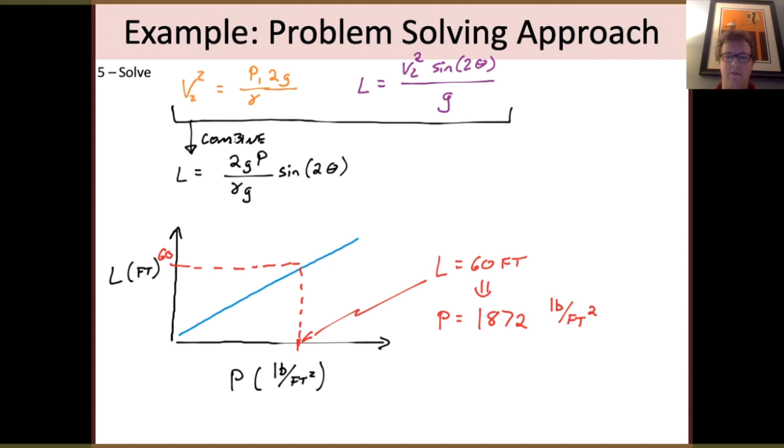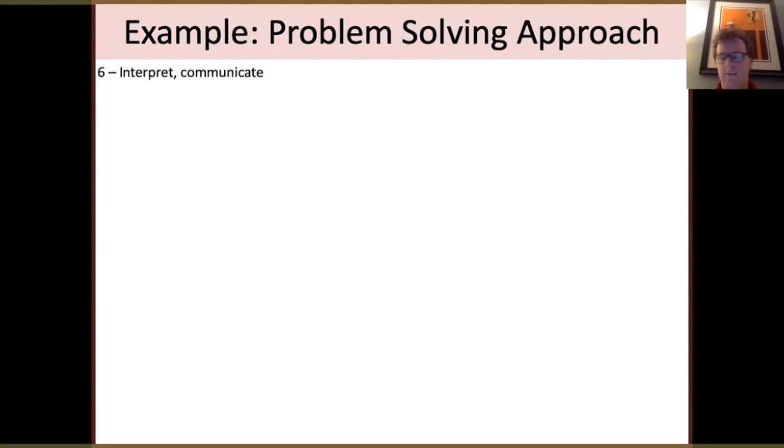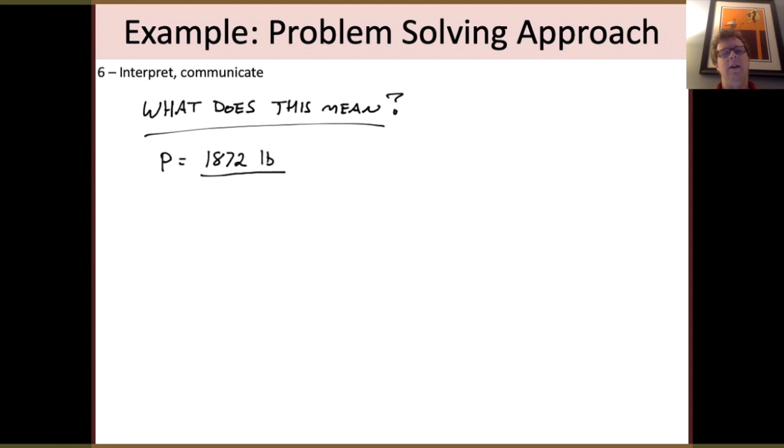When we solve this out for a length of 60 feet, we find that that should require a pressure of just about 1,900 pounds per square foot. Okay, so about 1,900 pounds per square foot is a mathematically correct solution, but it doesn't mean much to me. I don't have a lot of experience working in pounds per square foot. 1,900 pounds sounds like a lot to me.